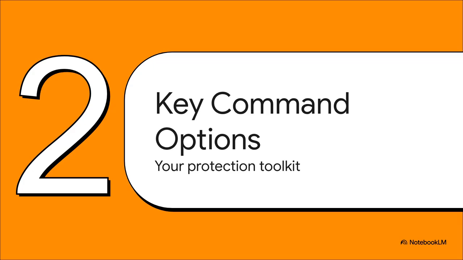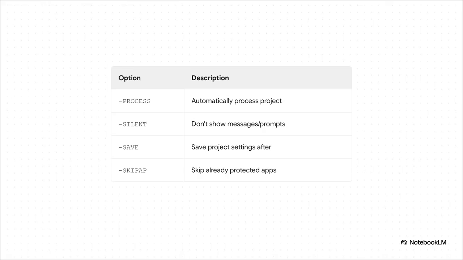The options. This is where the real power is. Seriously, think of these as your personal toolkit for protection. And what makes them so incredibly flexible is that you can use them to override settings that are already saved in your project file, right on the fly. Okay, let's look at the core controls. Process is basically your go button. For full hands-off automation, you're going to want to pair it with silent, which gets rid of all the pop-up messages. Save lets you write any of your command line changes back to the project file.